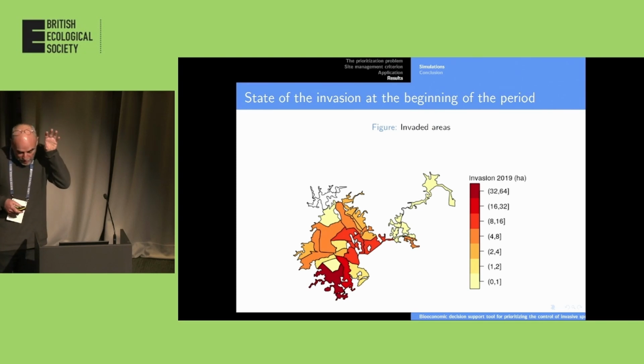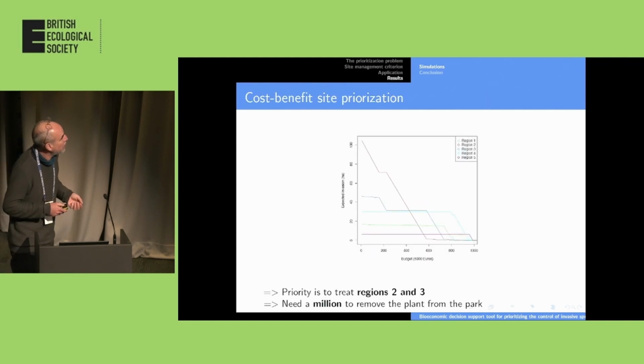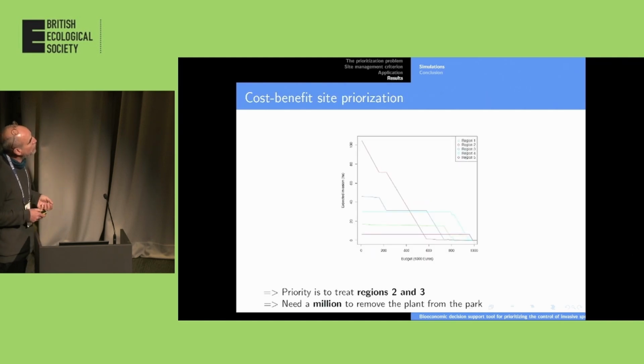As soon as you've got the benefit, the cost, and the spread, you can use my criterion. And I take a year. Here I take the year 2019, where we had much more prevalence of the invasive species, much bigger densities in the south. And I apply the criterion. What you see is that if you've got only 120,000 euros, this criterion tells you only one thing: you should control this invasive species in regions 2 and 3, and you should forget about the invasion in the other regions.